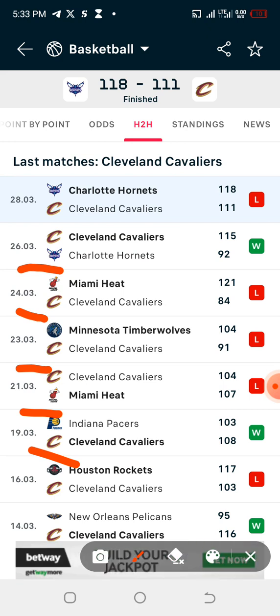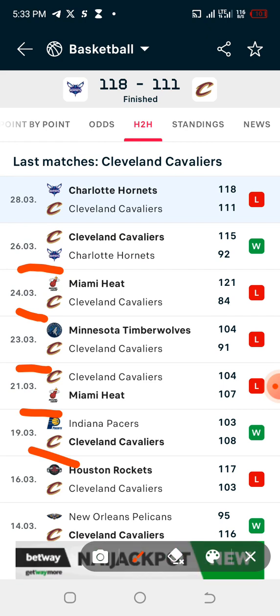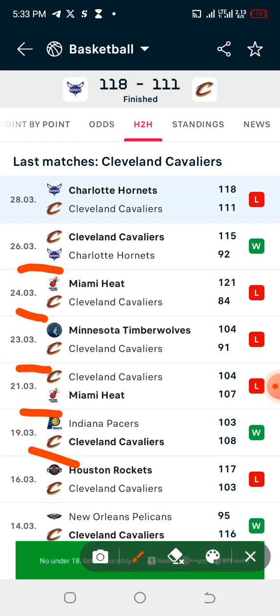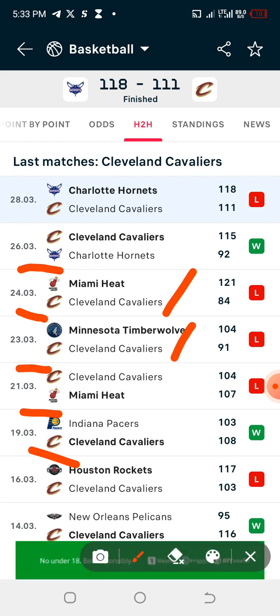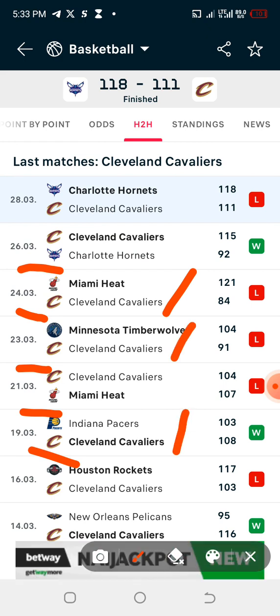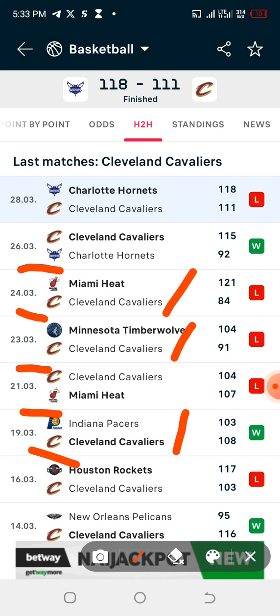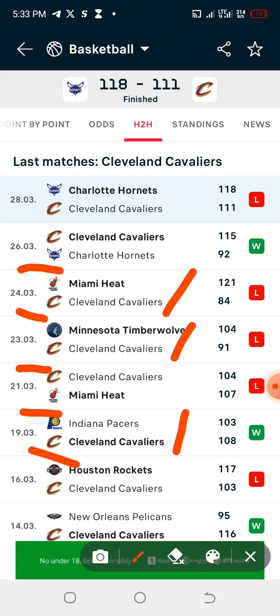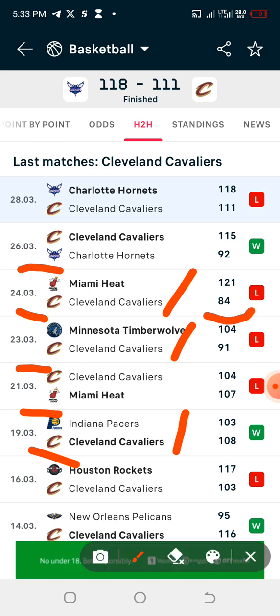Now we have the last 5 games of the away team with other teams. Out of these last 5 games, you need to check the games that they played while away. So we have 1, 2, and 3. Out of these 3 games, let us pick the smallest figures that they had. In one we can see that they had 84, in another one while playing away they had 91, and in another one while playing away they had 108. Now the smallest among these 3 is 84.